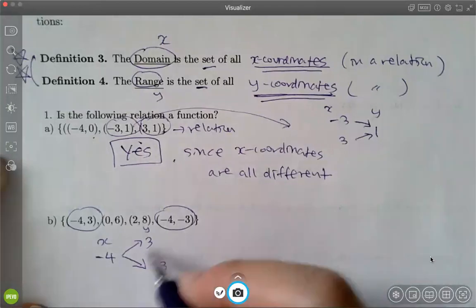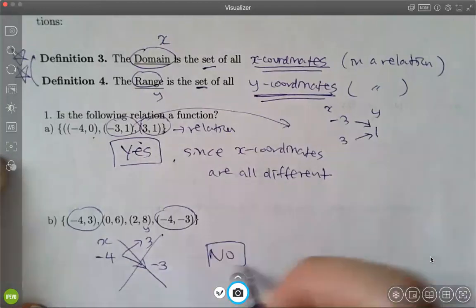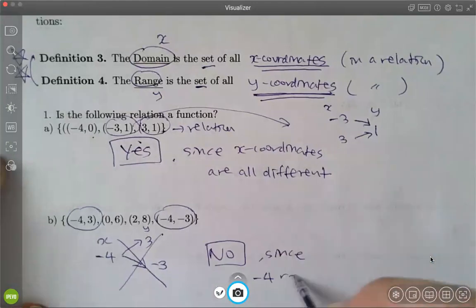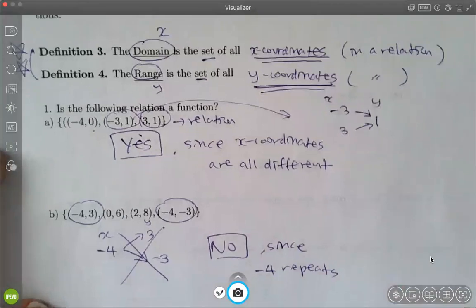Okay, so it's no because -4 repeats. Remember, -4 has to be the x coordinate and it indeed repeats. So that's why it's not a function. Okay, so it's fairly simple. And now, the next problem. So can I go to the next page?